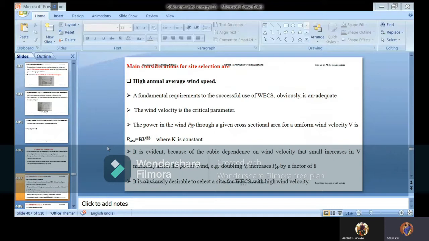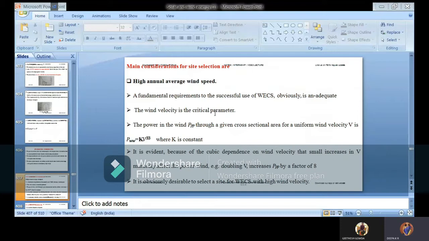Then we'll go for the considerations. The main consideration for site selection is, first, wind itself, because we know that power depends on the cube of velocity, that is V cube. Then only we say that yes, this place is suitable. The first fundamental requirement for the successful use of wind energy from conventional sources is an adequate wind supply. The wind velocity is a critical parameter, because it is not in our hand to say now wind will come, now wind will go. We cannot suggest like that. This is a natural phenomenon, so we say it is a critical parameter.